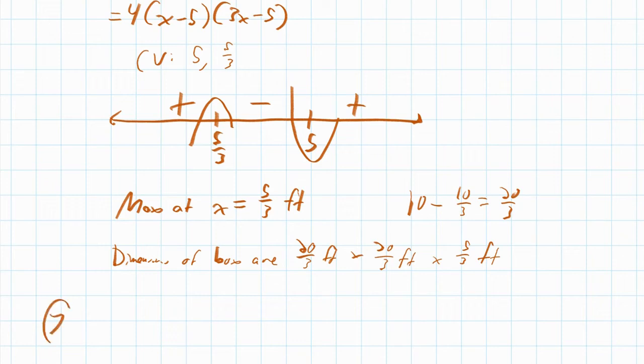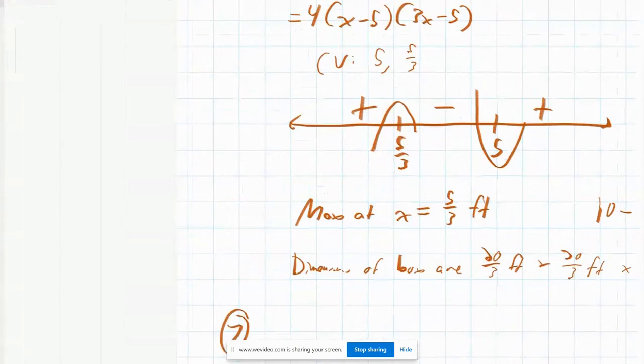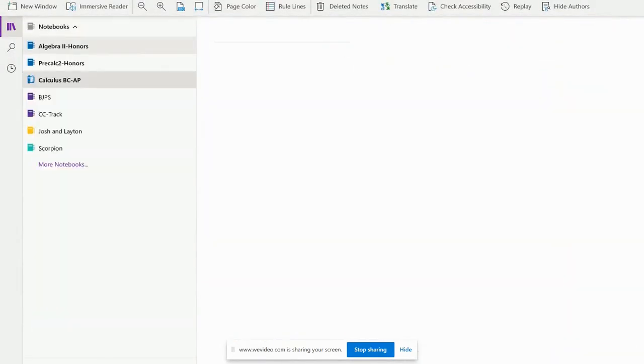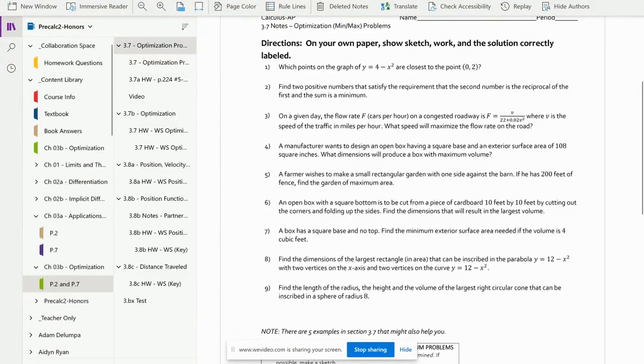Okay, continuing on, number 7. I have to flip back over because, again, my devices are somewhat freaking out on me. Glad this one isn't, though. Box has a squared base and no top. Find the minimum exterior surface area needed if the volume is 4 cubic feet.